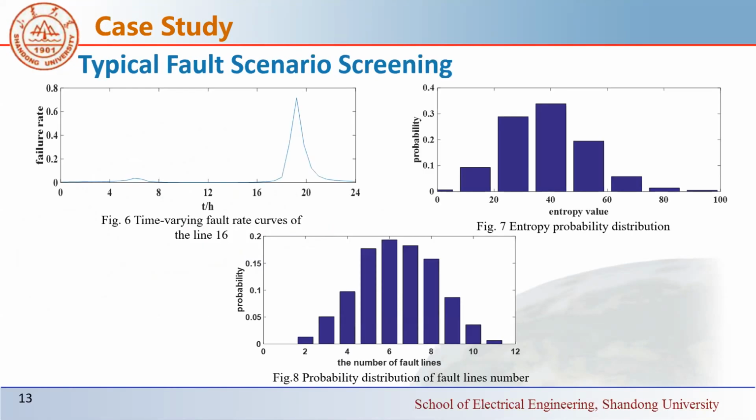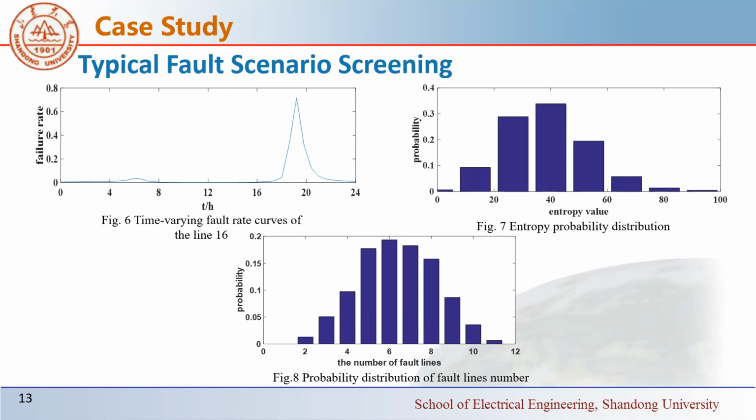Take line 16 as an example. Figure 6 shows the time-varying fault rate curves of line 16, and Figure 7 shows the entropy probability distribution. It can be seen that the system information entropy is centrally distributed in 20 to 60. And Figure 8 is the probability distribution of the number of fault lines.